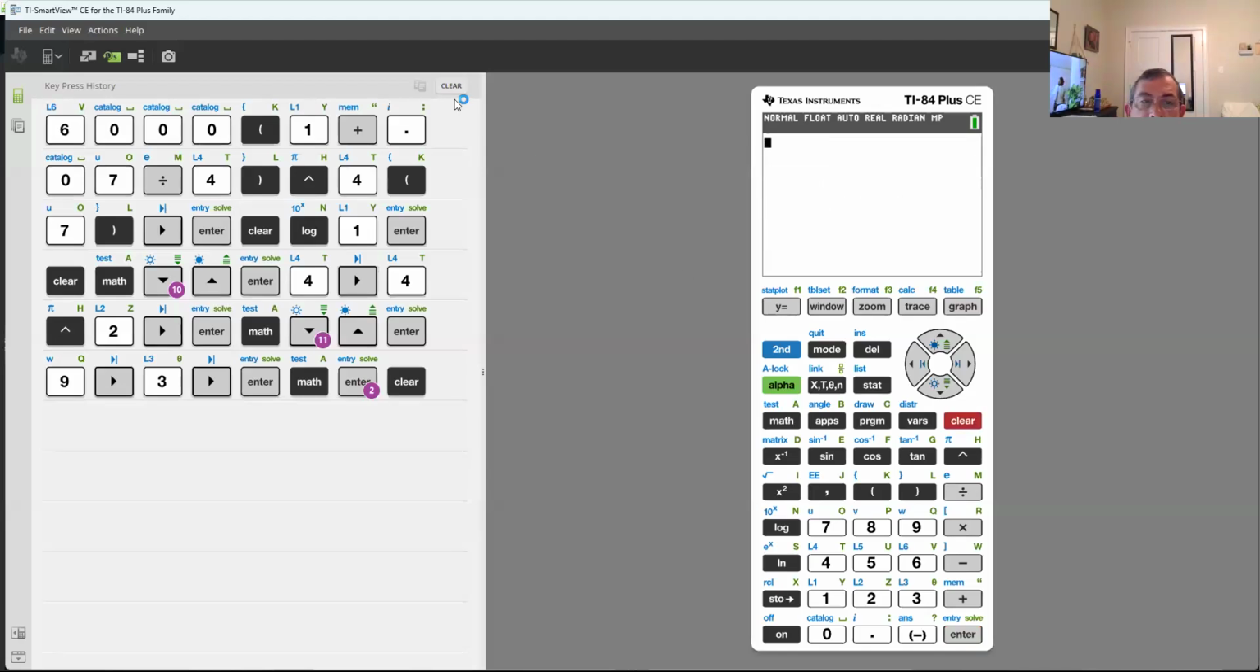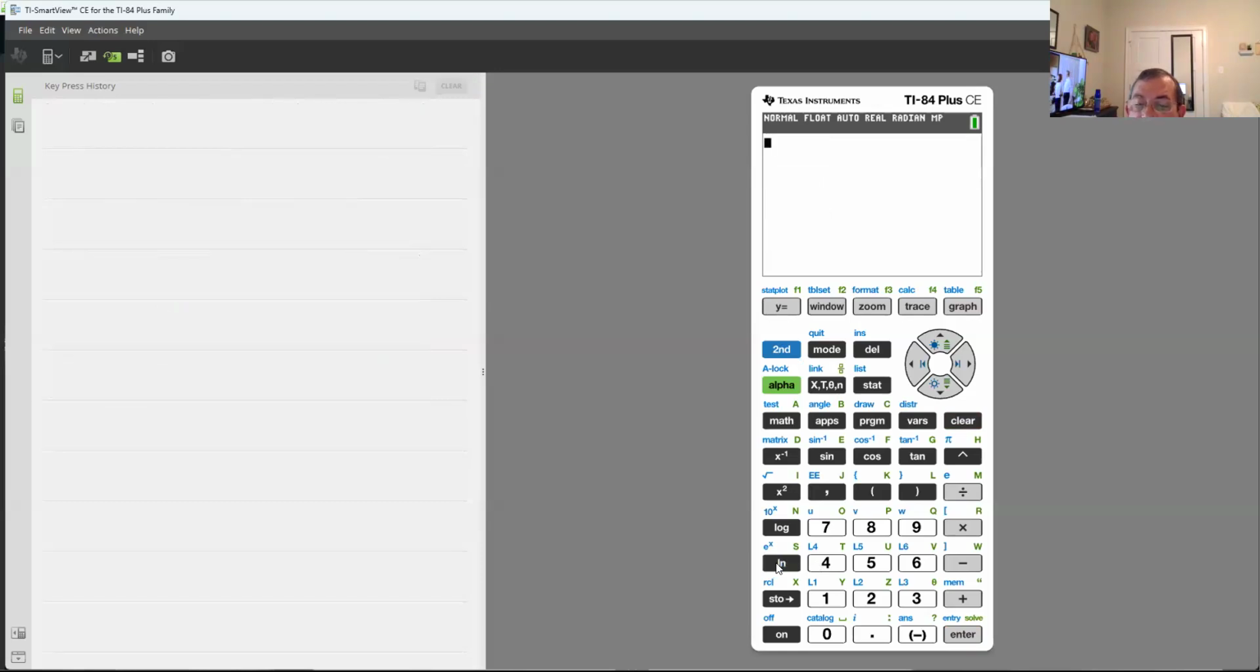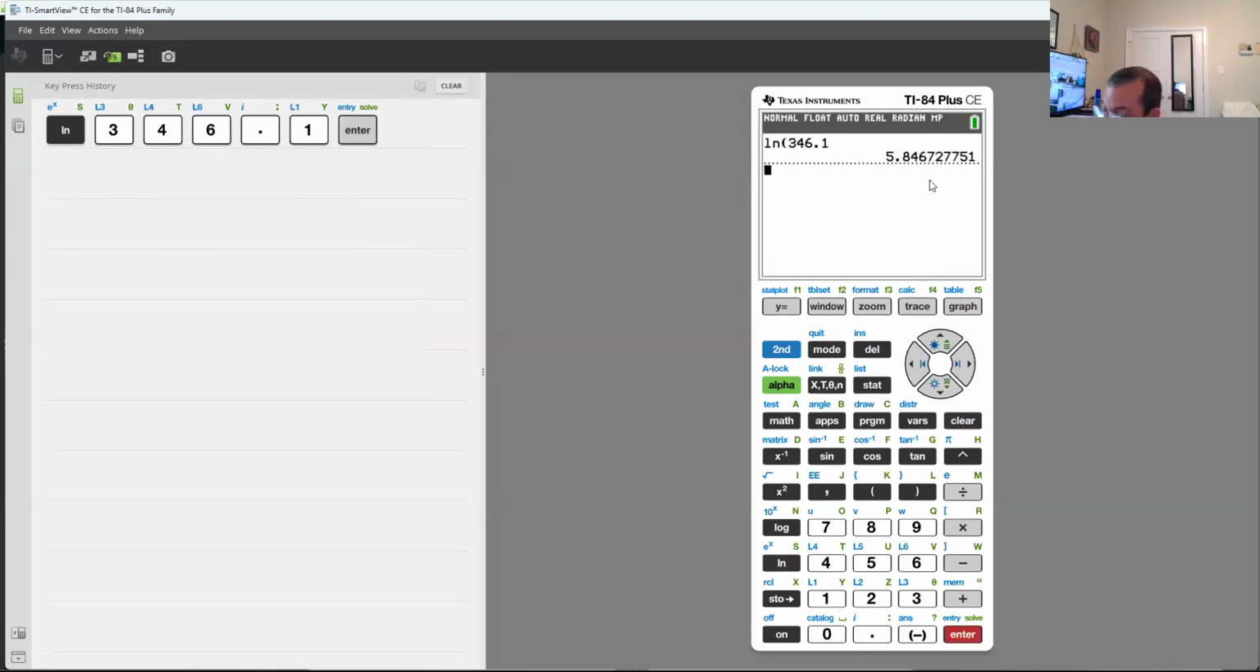Right to the left of the 4 is our LN. So we click that, and then we got 346.1. All right, I'm going to hit enter. Remember, I'm rounding to 4 decimal places. So this will be 5.846. Okay, the 7's in the 4th spot. Got a 2 after it, so I'm going to keep that a 7. So 5.8467.